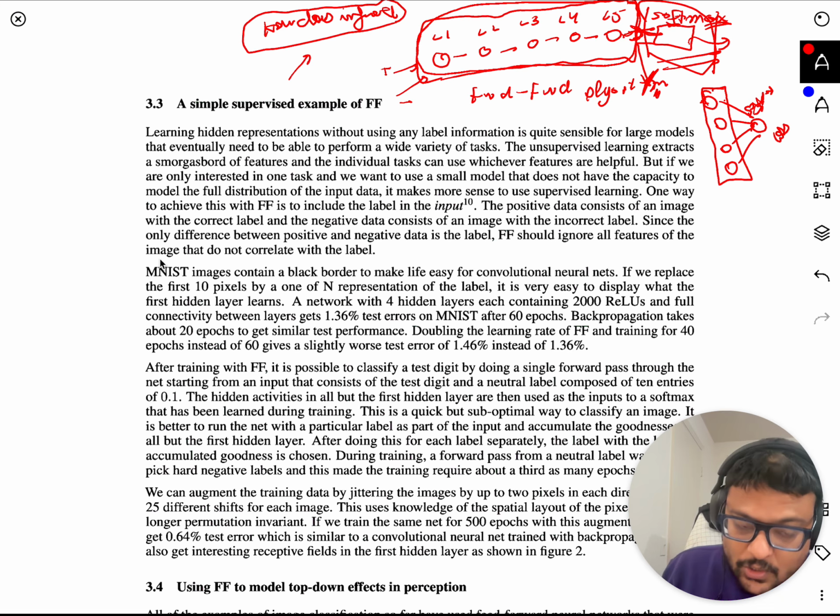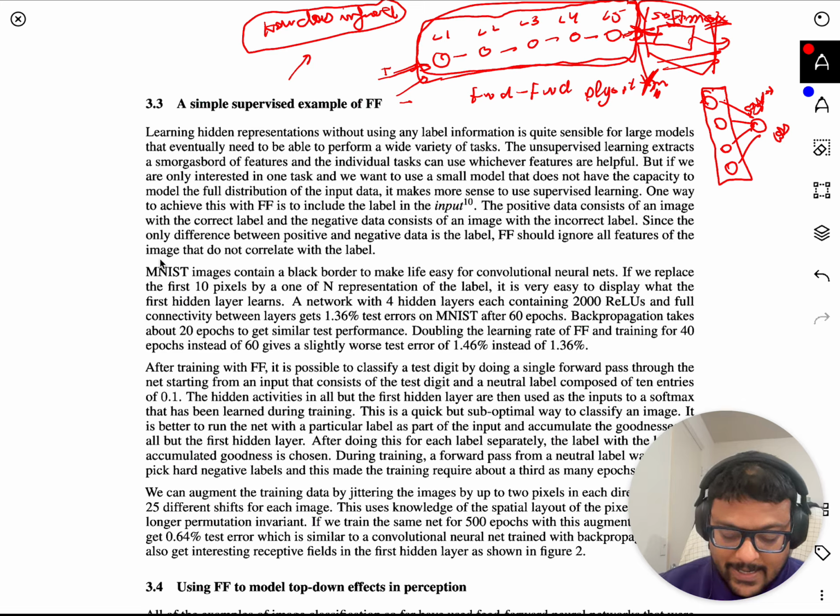So you send your data in once. It gives you the features, and the softmax takes this input and tries to classify it as one out of the 10 possible classes. Then you find the gradients for this softmax layer, which is this linear layer, and update its weights. Then you detach the gradient, so you never propagate it back.